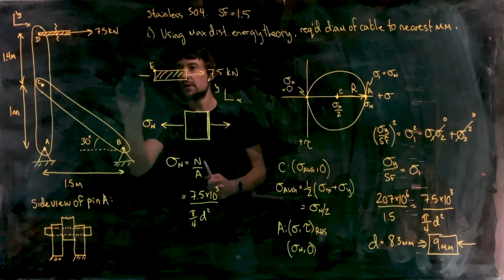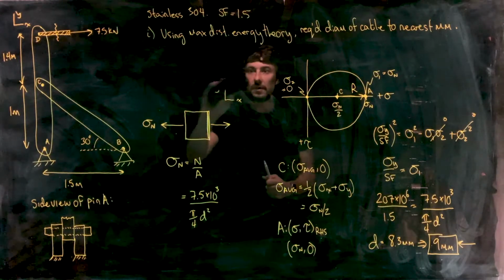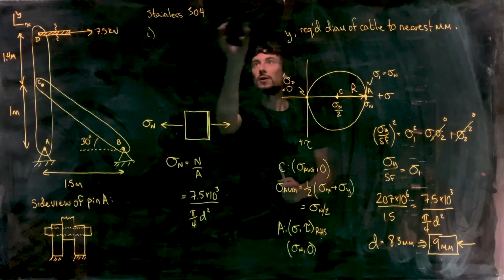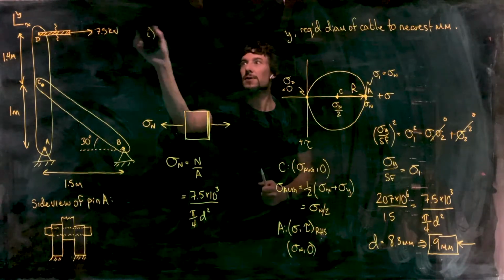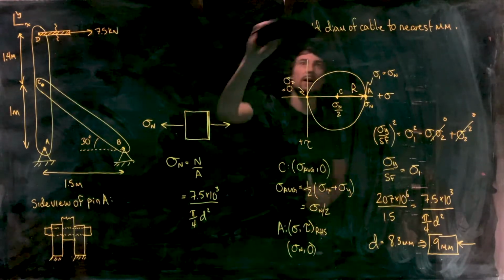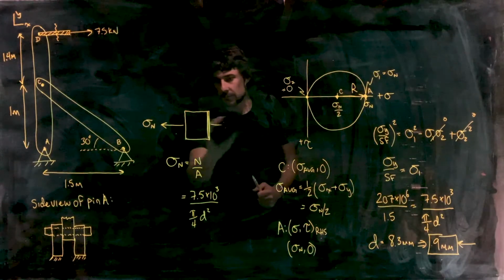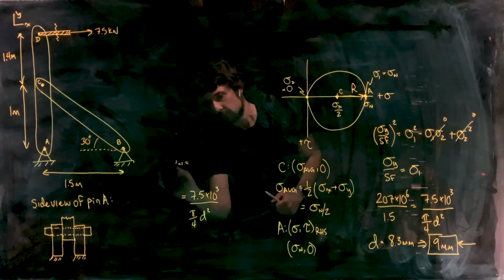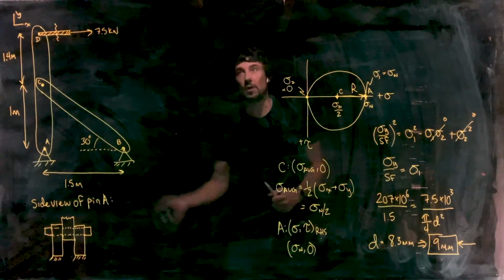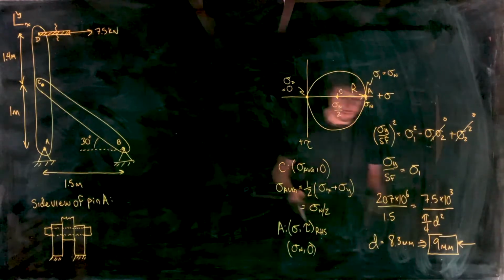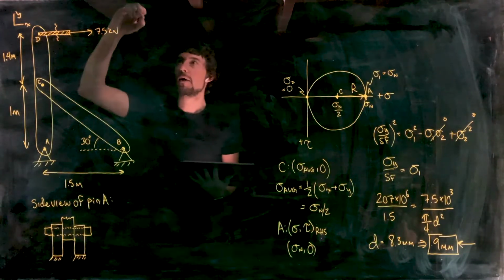So let's do a little bit of erasing here. We can get rid of that. We can get rid of this. We know what our safety factor is and that we're dealing with 304 stainless now. Okay, that should give us enough room for the second part of the problem. Okay, part 2.